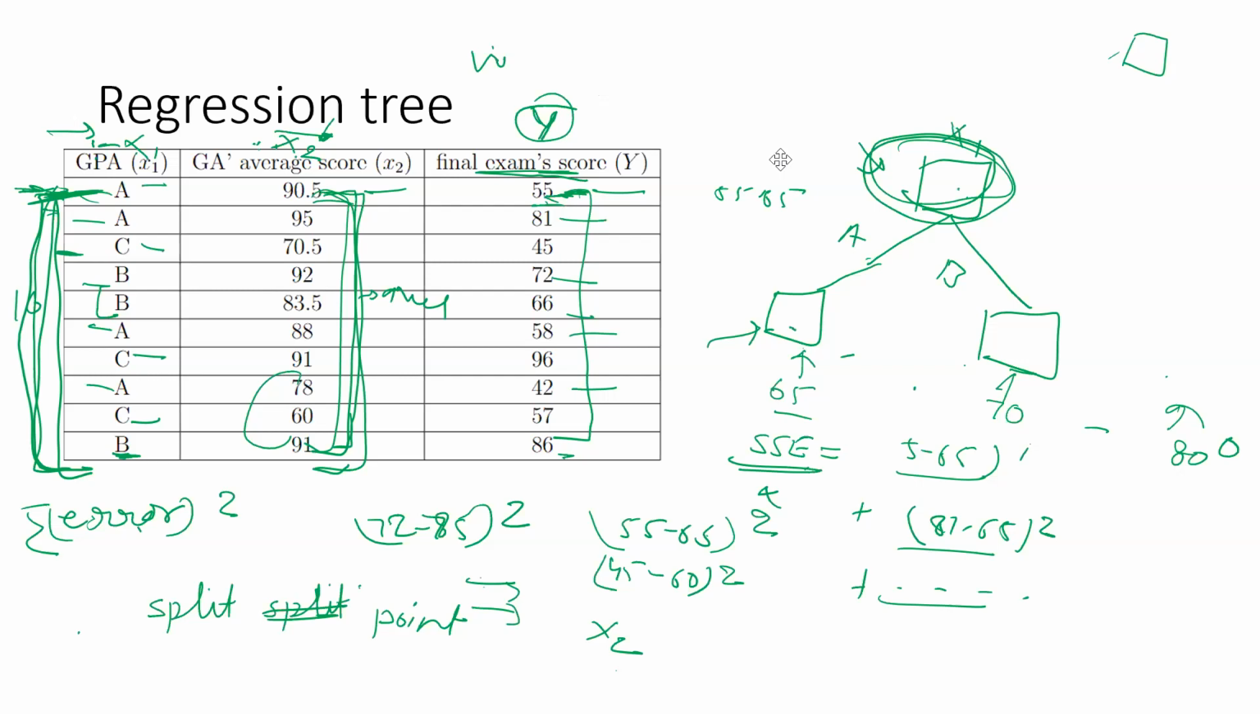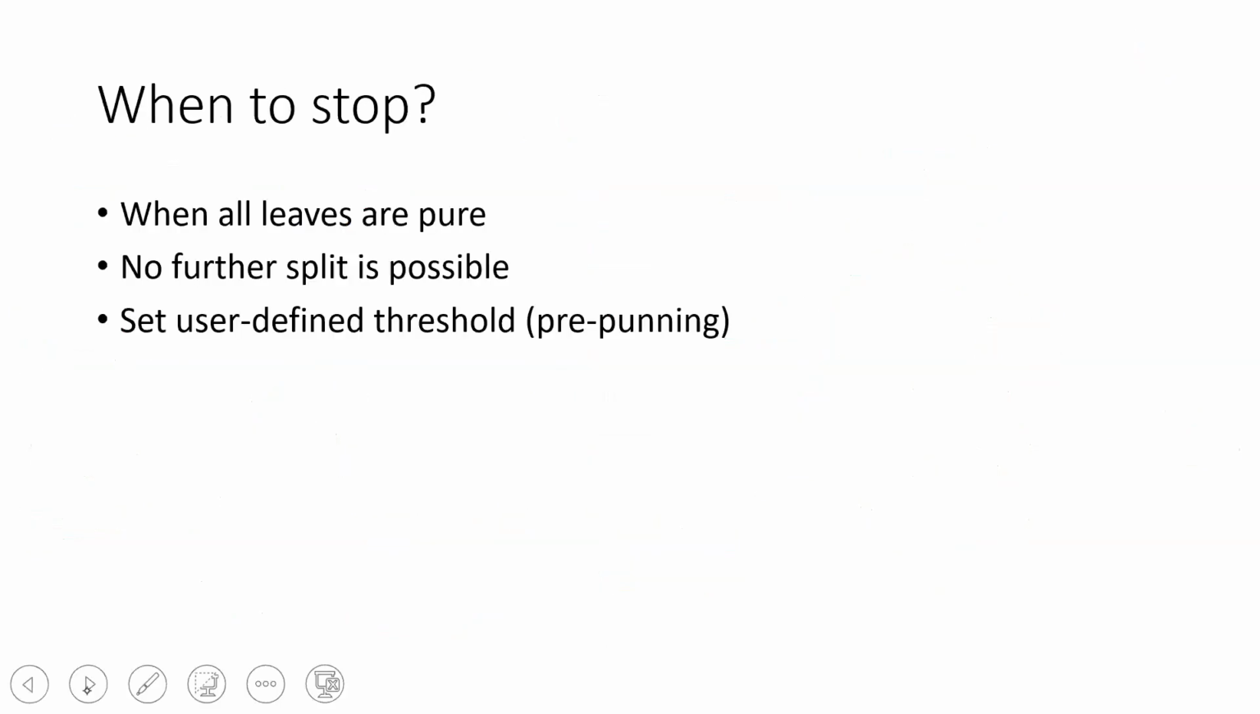Okay, so till now you should be able to build your tree. Now we know how to find the split variable and how to find the split point, but when to stop your tree? One point is if all the leaves are pure nodes, you definitely stop your tree, because you need not split again. Once you have pure nodes, you need not worry about splitting. Or if no further splitting is possible, then again you can stop your tree.